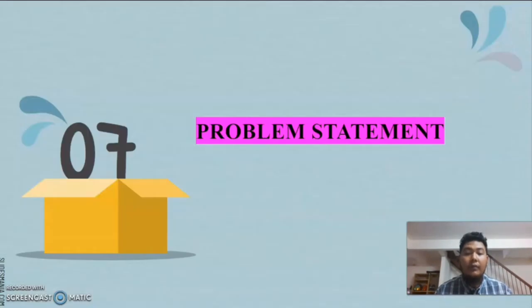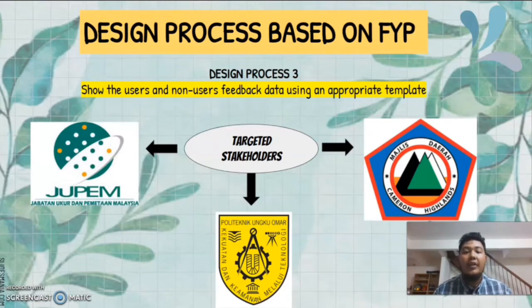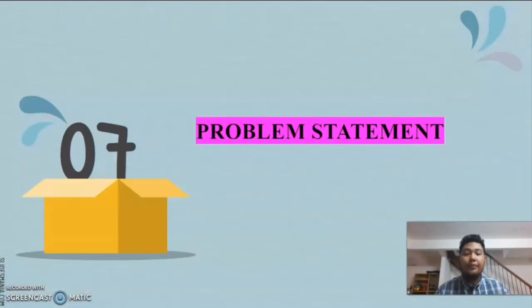And now, I will continue about the design process based on FYP. Design process 3. Show the user and non-user feedback data using an appropriate template. First, the target stakeholder, we have JUPEM, Jabatan Ukur dan Pemetaan Malaysia. And next, we have Majlis Daerah Cameron Highland. And lastly, for target stakeholder is Polytechnic Engku Omar. And now we move to the problem statement.